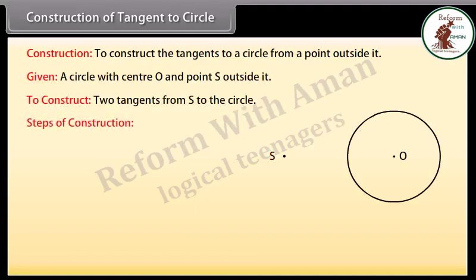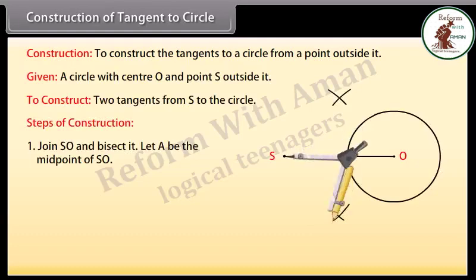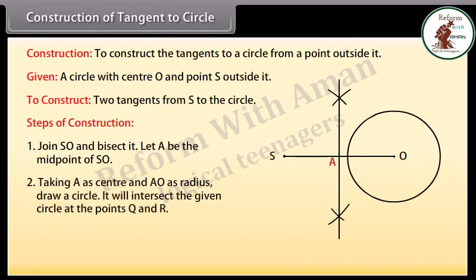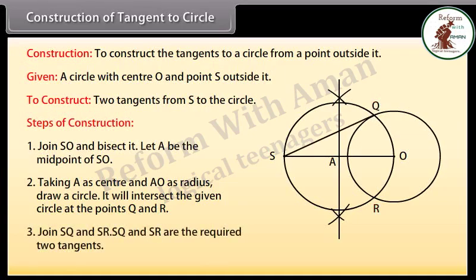Steps of construction. Join SO and bisect it. Let A be the midpoint of SO. Taking A as center and AO as radius, draw a circle. It will intersect the given circle at the points Q and R. Join SQ and SR. SQ and SR are the required two tangents.